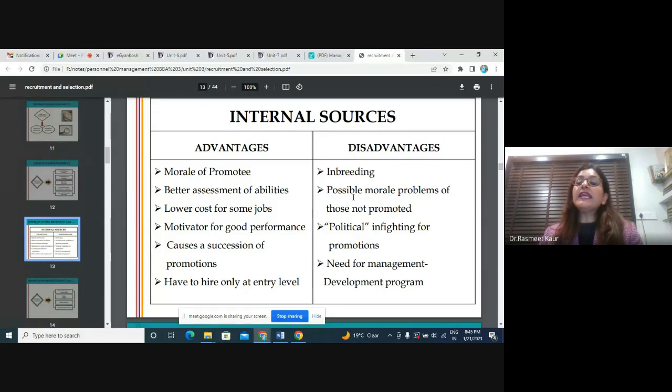Now what is the disadvantage of this? The disadvantage is that inbreeding happens. You don't have any fresh talent coming into the organization. You have the same ideas, same thoughts, same people giving same concepts. So that is a limitation or a disadvantage of internal source.